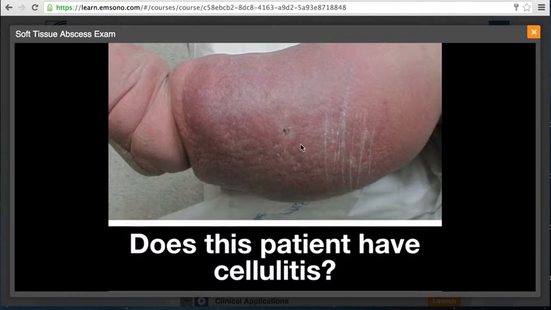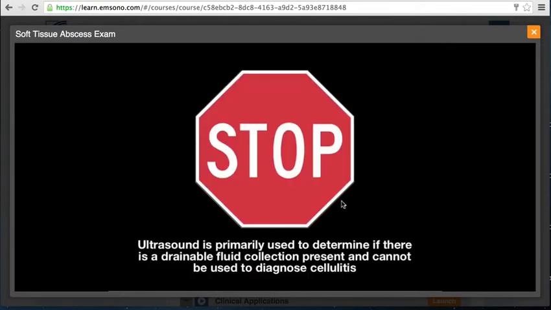And the answer is no. Ultrasound would be helpful to determine if there was a drainable fluid collection, but in this patient with lymphedema, there's going to be marked cobblestoning at baseline, so ultrasound would only be helpful here to rule in an abscess, not to rule out cellulitis. So let's stop and emphasize this point.